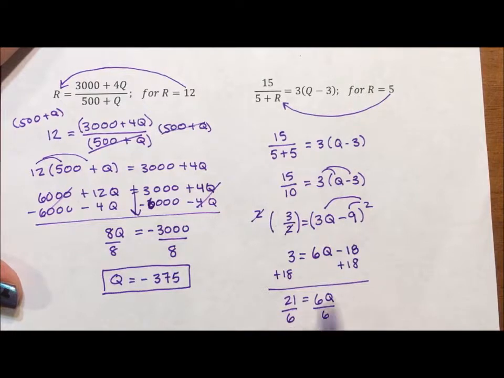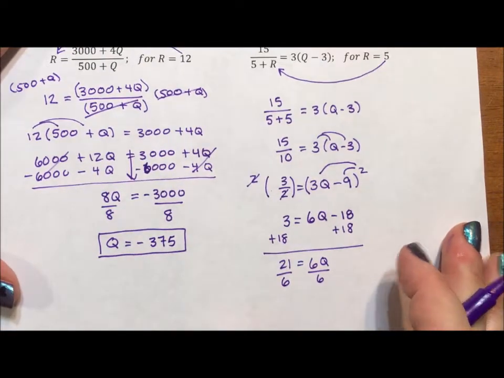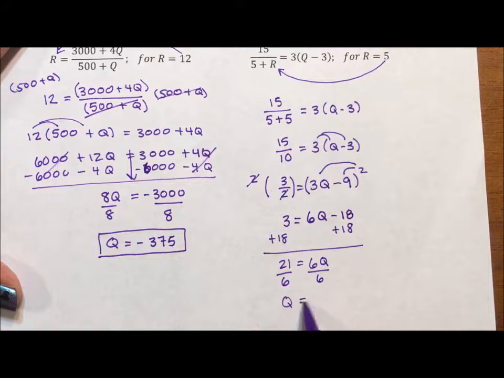q is equal to 21 over 6. I need to reduce that fraction. So q is going to become, I'm going to take a 3 out of both, 7 halves. And we have our answer.